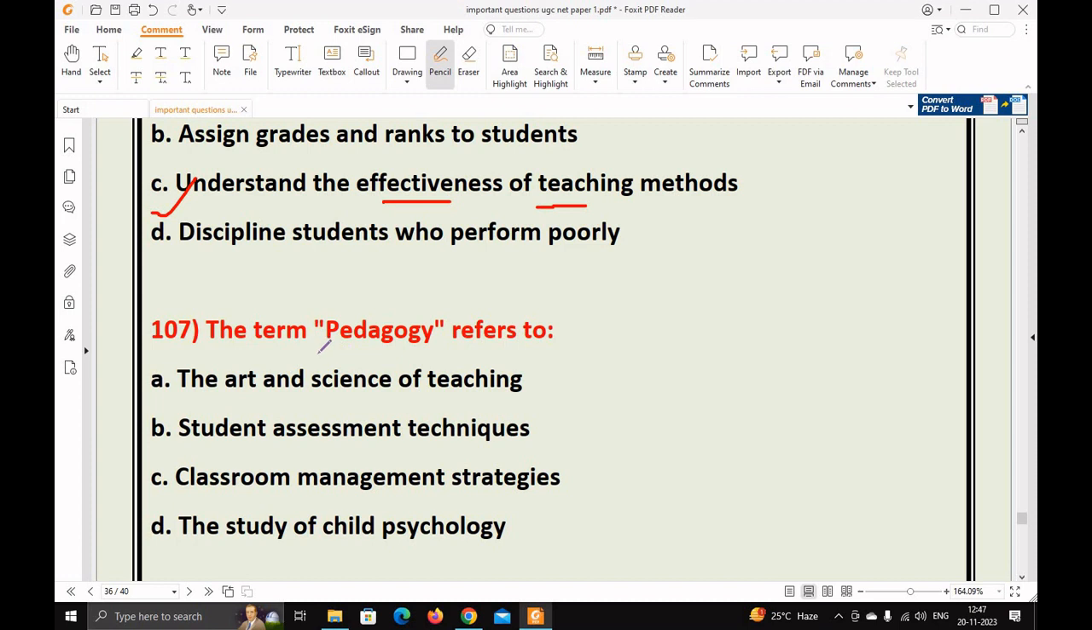Next question. The term pedagogy refers to. Options are the art and science of teaching, student assessment techniques, classroom management strategies, the study of child psychology. The right answer is, the term pedagogy refers to the art and science of teaching.